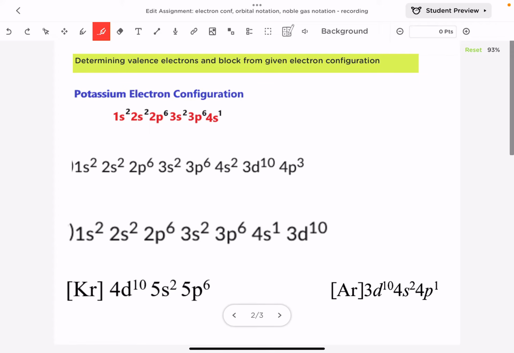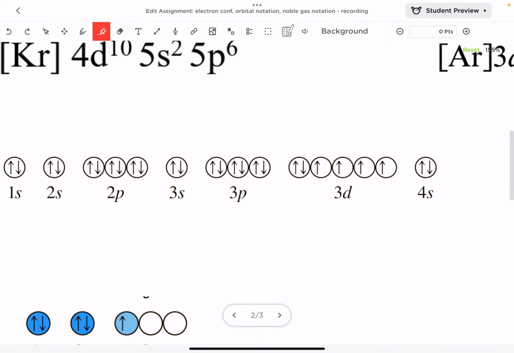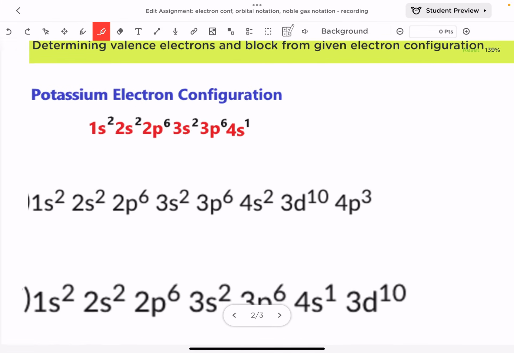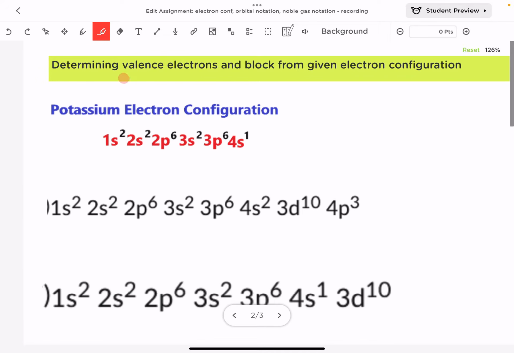In this video tutorial, I will explain how to find the valence electrons and how to determine the block of an element from a given electron configuration, from a given noble gas notation, or even from a given orbital notation.